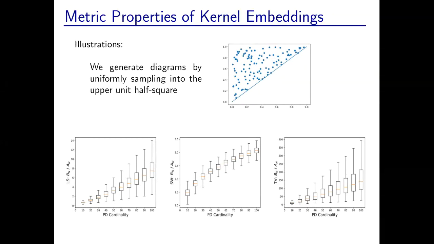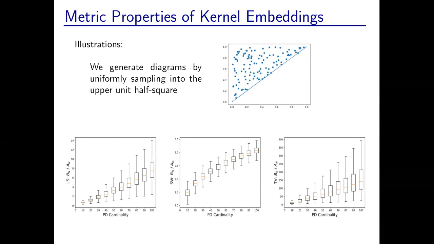And on the ordinates, for each cardinality, like 10, 20, 30, I uniformly generate a family of 1,000 diagrams, by uniform sampling over the unit upper half square. On this family of diagrams, I compute all pairwise distances. That gives me a distribution of values, and I'm plotting the median and the percentiles of these distributions.